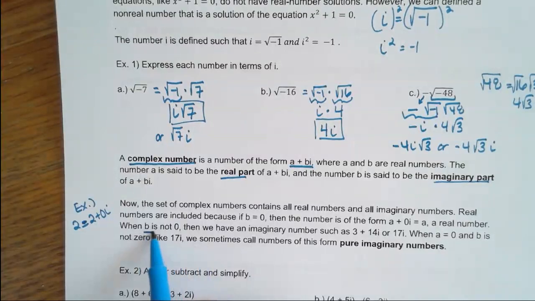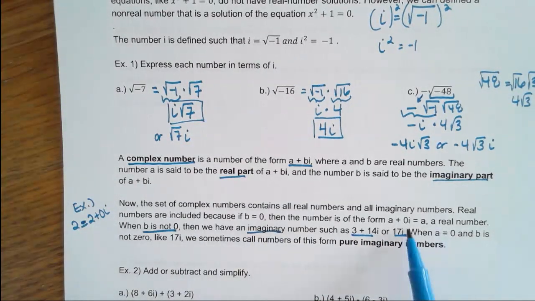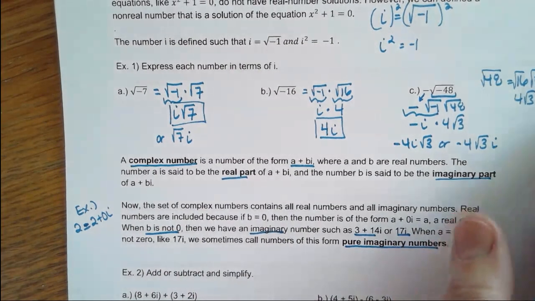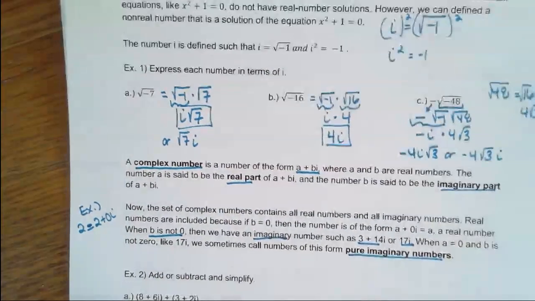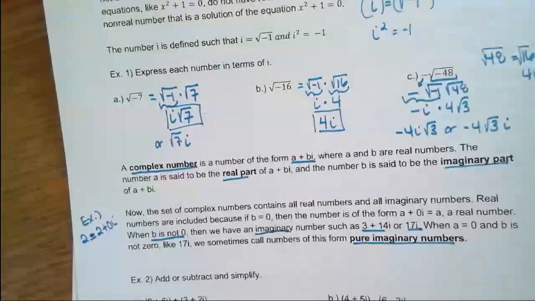If b is not 0, then that complex number is definitely imaginary because you do have an imaginary part left. If you have something like 17i where there's no real part, we sometimes call those pure imaginary numbers because they have no real part. Now, before we keep going, I just want to take a moment and clarify some of this because it can get a little bit tricky for students to understand the breakdown.